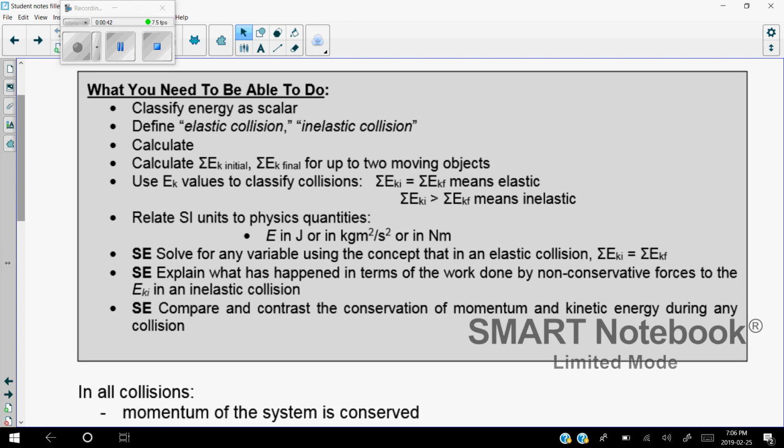You will be able to classify energy as scalar, so that makes sense because energy does not have direction. Should we already be able to do that? And then you will be able to define elastic collision and inelastic collision. Calculate that should say the kinetic energy, which is equal to 1/2 mv squared.